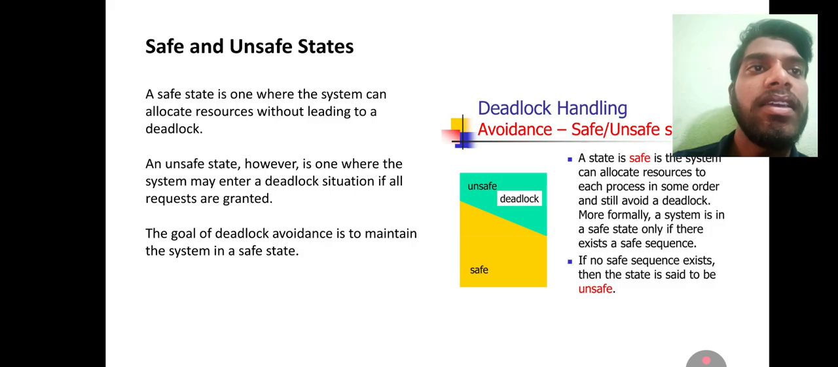Deadlock handling: avoidance, safe and unsafe state. A state is safe if the system can allocate resources to each process in some order and still avoid a deadlock. More formally, a system is in a safe state only if there exists a safe sequence. If no safe sequence exists, the state is said to be unsafe.